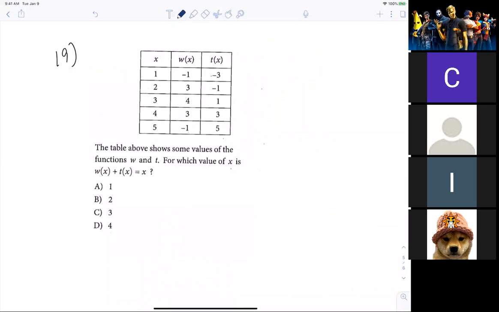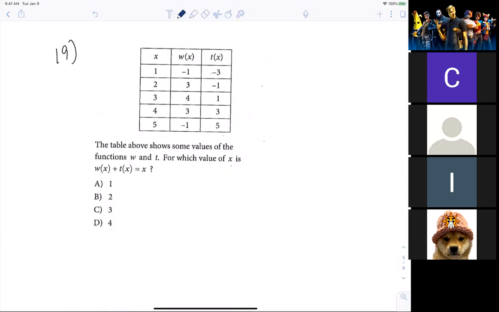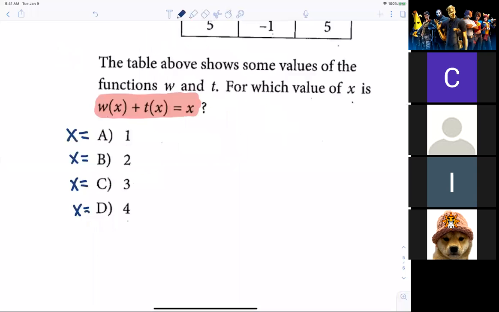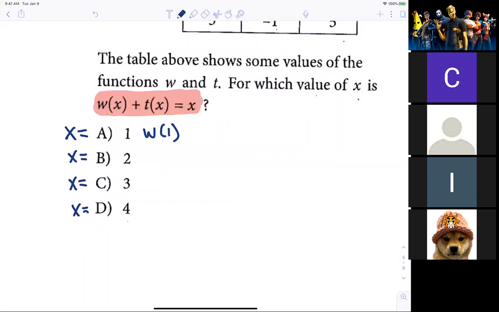All right, 19, another really good SAT problem. Most kids find this really, really hard. Everybody take a look at this. Everybody read it. The first thing I want everybody to do is write x equals, x equals, x equals. Those are the x coordinates. The next critical moment in this problem is understanding this right here. Now I'm going to write A down. What this means is W of 1 plus T of 1 equals 1. I'm not saying that's true. I'm asking if anybody has a problem with W of 1 plus T of 1 equals 1.